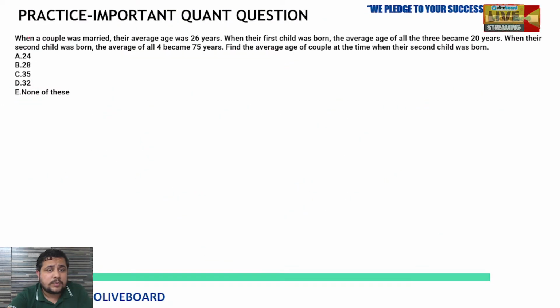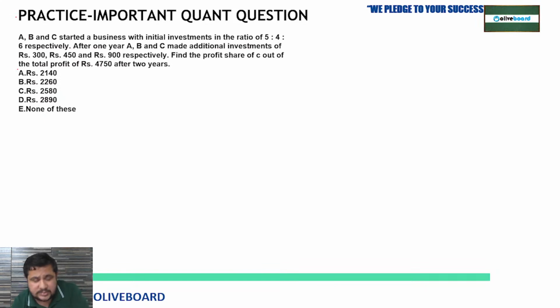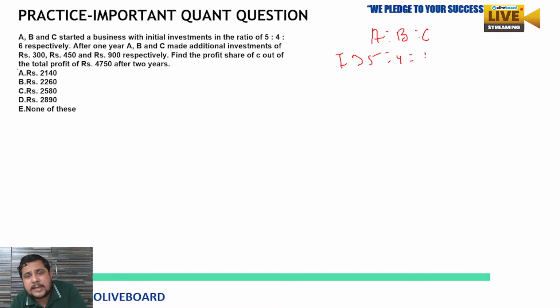See, whatever we have discussed, I hope it is clear. Now see, A, B, C started a business with initial investment in the ratio of 5:4:6. So the initial investment of A, B and C, that is 5, 4 and 6. After 1 year, A, B, C made additional investment. So it depends on time also, or not? Investment and profit ratio, yes. But after 1 year, A, B, C made additional investment of 300, 450 and 900 respectively. Find the profit share of C out of the total profit of 4750 after 2 years.